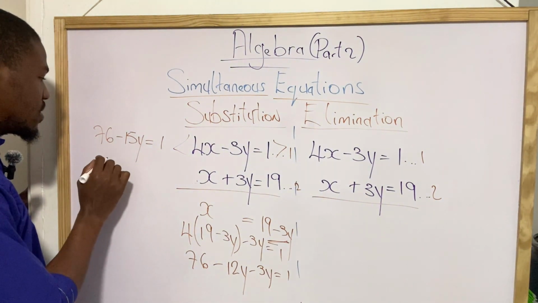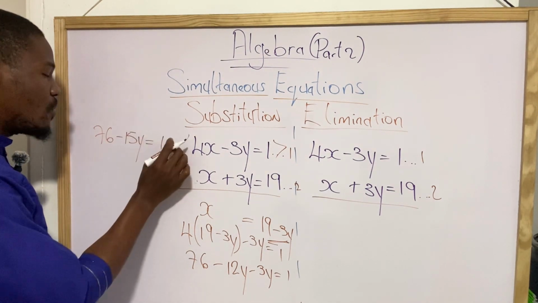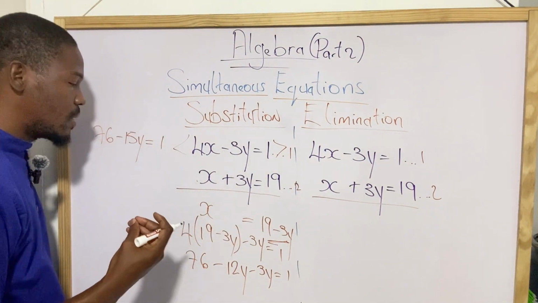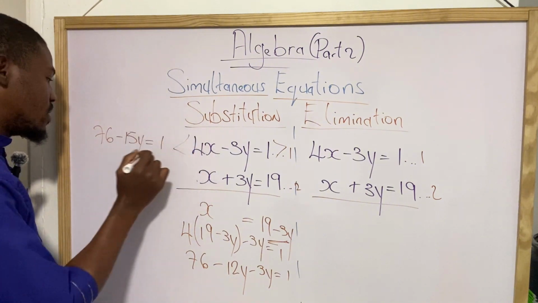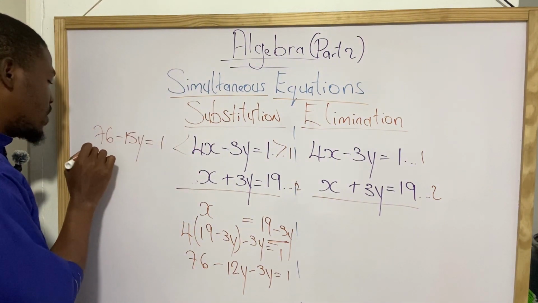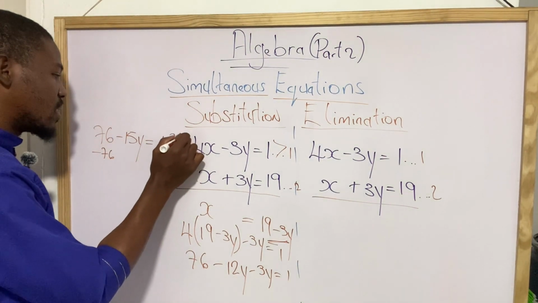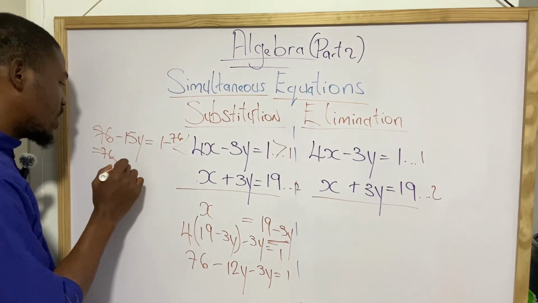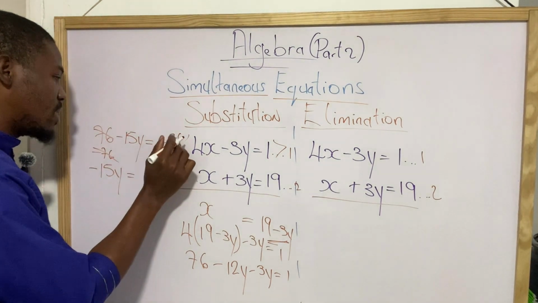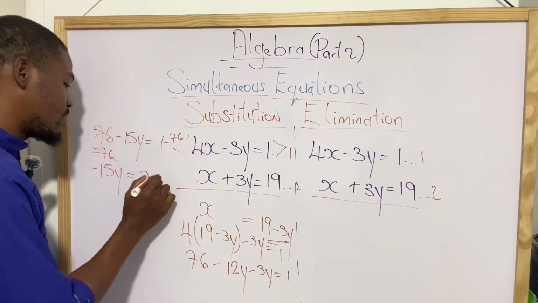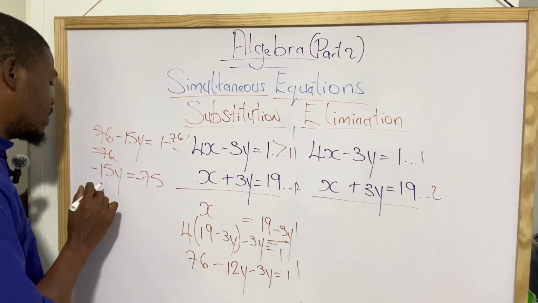So the next thing now is that we want to solve for y. So this 76 right here, we need to bring it over to the right-hand side of the equation, right? So this 76 is going to go over to the other side. In doing that, we need to subtract it here, and if we subtract it there, we also have to subtract it here. So these two are going to be cancelled out. Now I'm left with negative 15y equals 1 minus 76, which is negative 75.